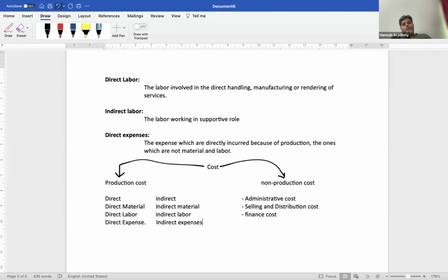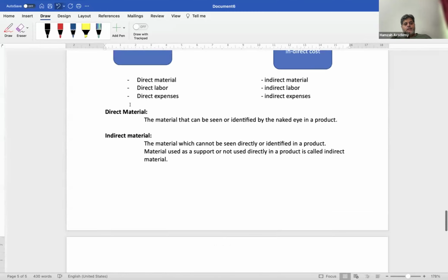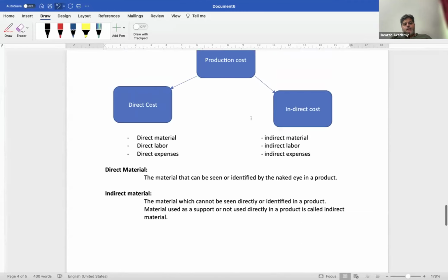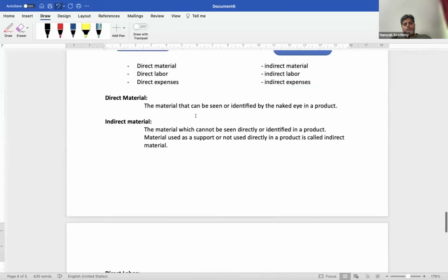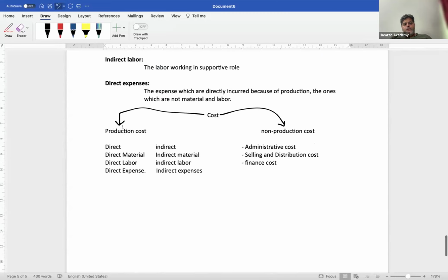Now, we talked about this segregation between the direct and the indirect cost for the production cost earlier. So this is with the production and the non-production. We have already segregated this. And this is the non-production cost which we are incurring on the side, like for example the administration cost, the selling and distribution, and finance cost as well.